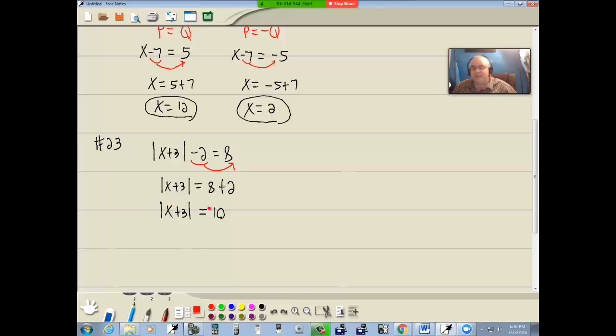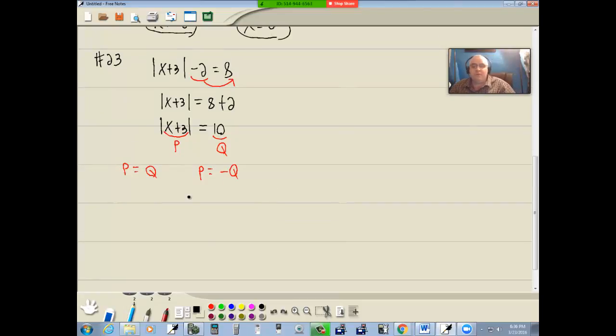We got the absolute value of something is equal to something else. Now, whatever's inside of our absolute value will always be our P, and the other side will always be our Q. And our formula says we're then going to plug it into P is equal to Q, and P is equal to negative Q. So everywhere I have a P, I'll plug in x plus 3, and everywhere I have a Q, I'll plug in 10. So I got x plus 3 is equal to 10, and x plus 3 is equal to negative 10.